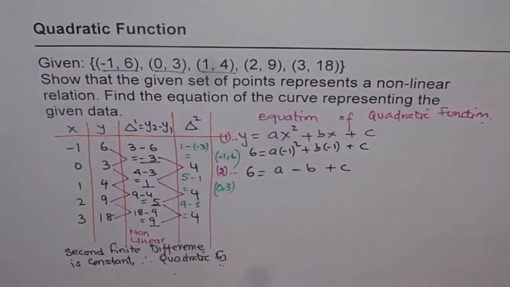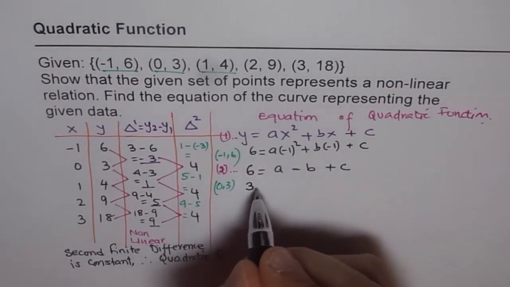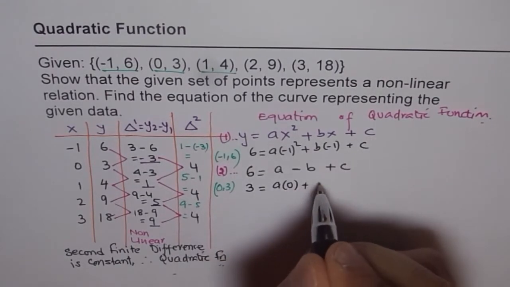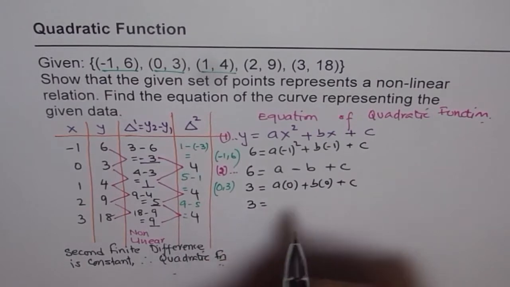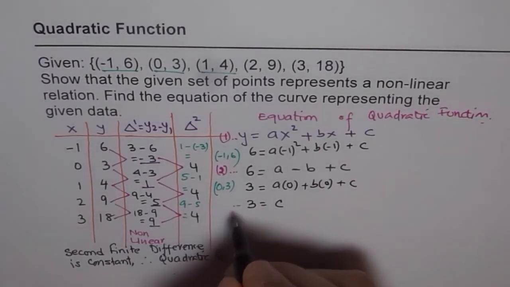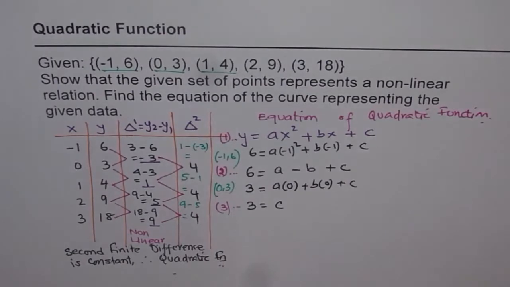Now if I use the second point 0, 3, what do I get? 3 is the y value, so I write 3 equals a times 0 squared plus b times 0 plus c. That means 3 is equal to c. So we get the value of c from here, right? Let me call this equation 3. So equation 3 in fact is the value of c.